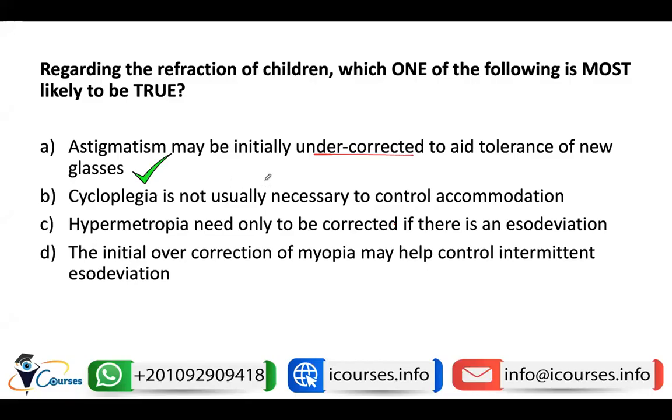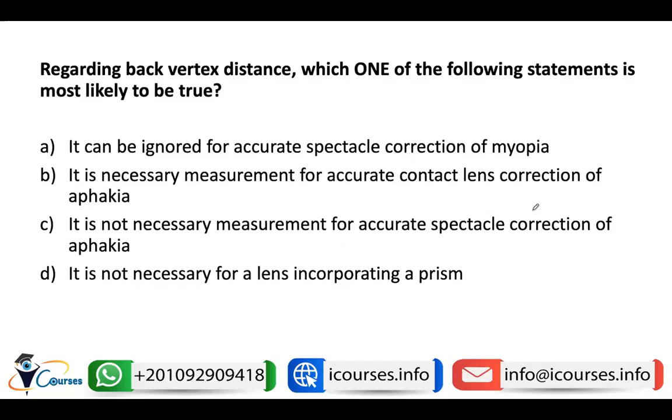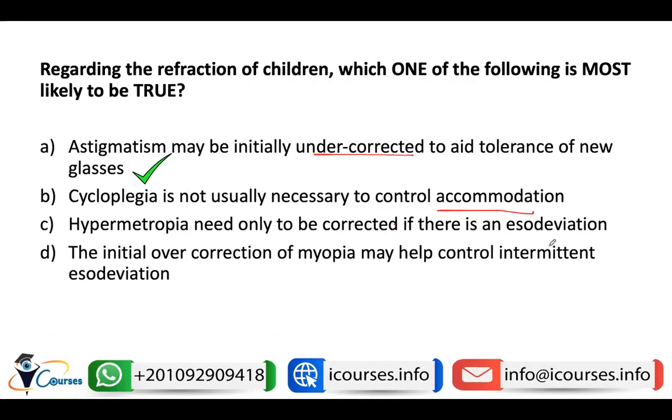Cycloplegia is usually needed, especially in children, to control accommodation. And the hypermetropia needs to be corrected if there is esodeviation. So there will be a full correction of hypermetropia. Also, if the patient is complaining, for example, of headache or asthenopia.